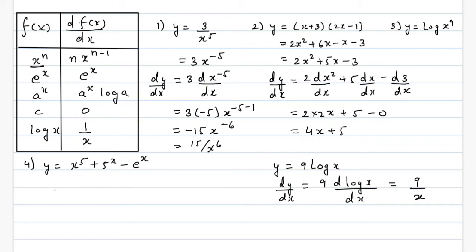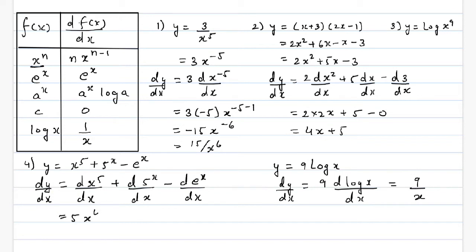Then the fourth one, if we differentiate our y with respect to x, we know we can give individual differentiation when we have addition and subtraction. So I can write this as differentiation of x raised to 5 with respect to x, then differentiation of 5 raised to x, and minus differentiation of e raised to x with respect to x. So I have given individual differentiation. Then differentiation of x raised to 5 will happen again as differentiation of x raised to n. So I'll get 5 times x raised to 4 plus 5 raised to x is our a raised to x. So we get 5 raised to x log of 5 and minus e raised to x has differentiation e raised to x, we'll get this.